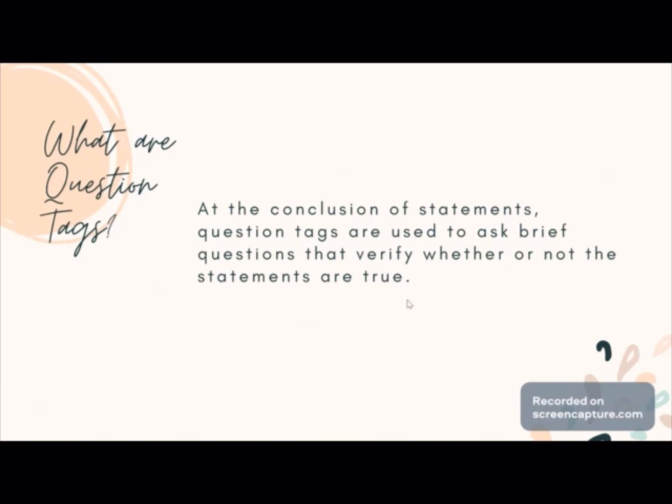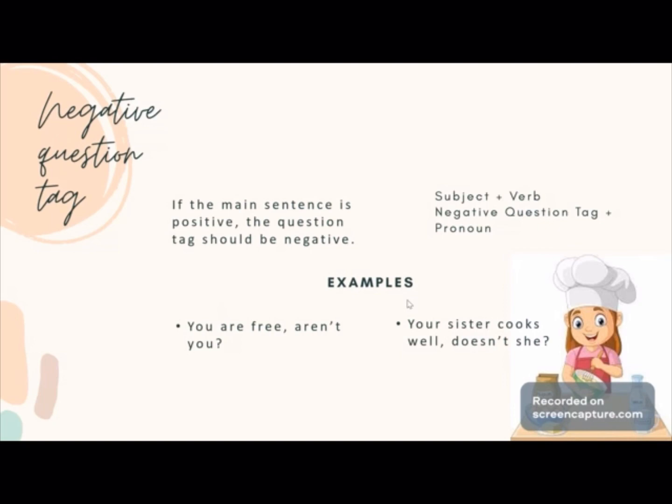At the conclusion of the statements, question tags are used to ask brief questions that verify whether or not the statements are true. So we can say that we construct our sentence like we normally do. Then we add question tags at the end of the sentence to verify whether or not our statement is true. Let's move on.